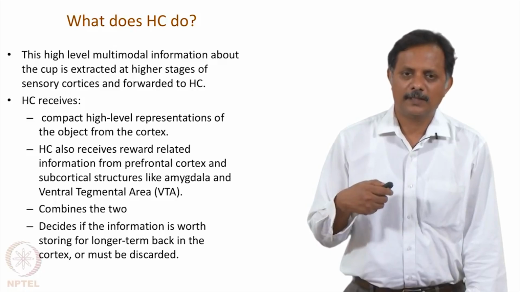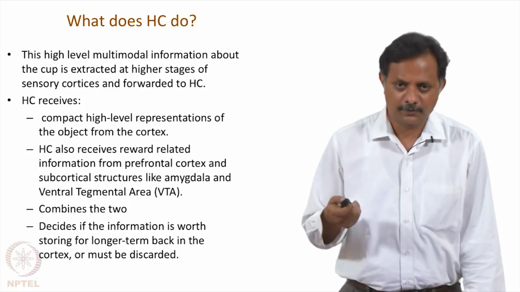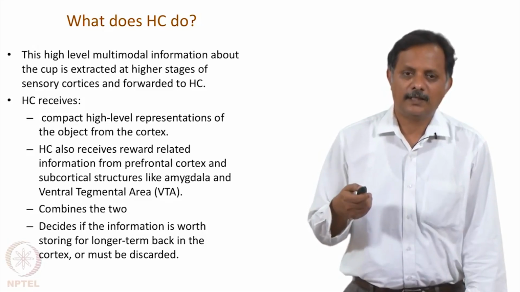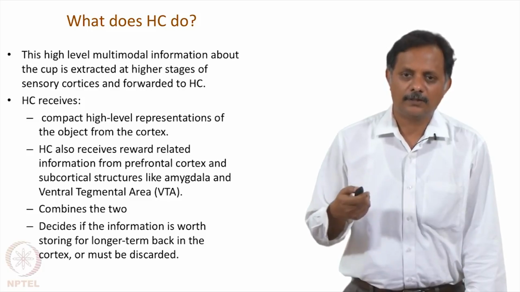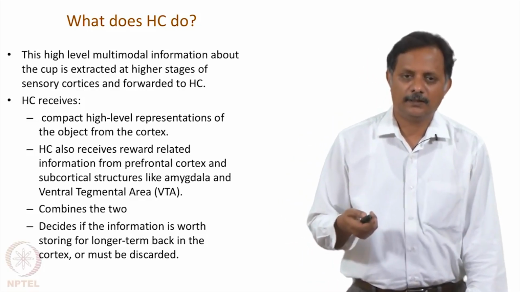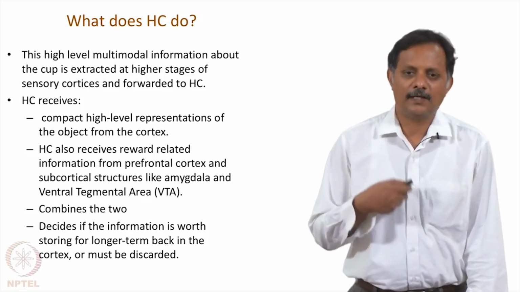So, hippocampus has access to the reward information and also access to the sensory information from the cortex. It combines these two forms of information and decides if the information is worth storing for longer term back in the cortex or must be discarded, because one of the things that decides whether you store information or not is some kind of a significance or salience of the information.